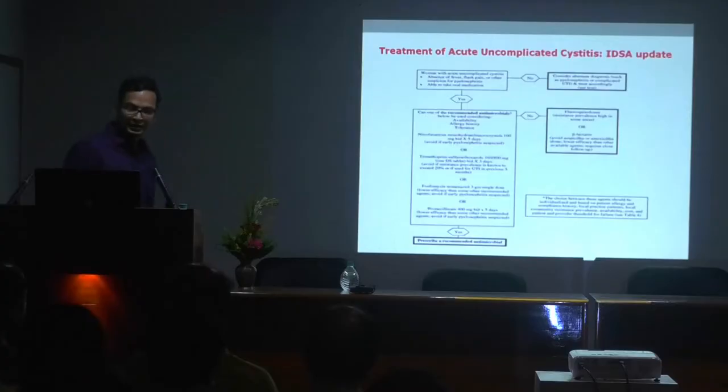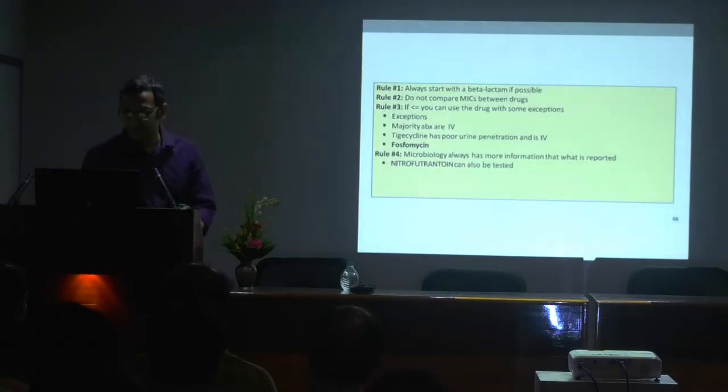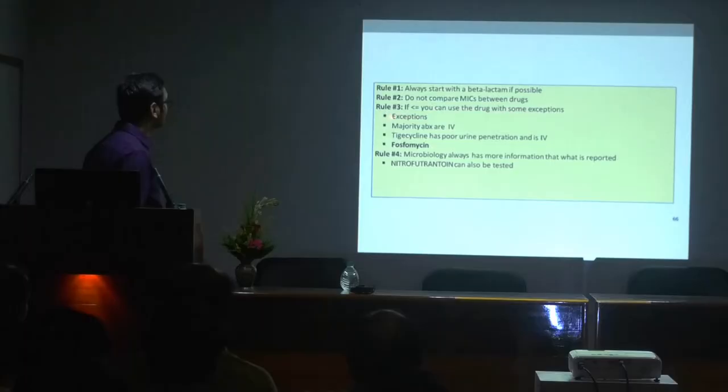So let's see what IDSA has to say. First choice will be nitrofurantoin. Nitrofurantoin is not tested. So second will be your cotrimoxazole. Cotrimoxazole is resistant. Third is fosfomycin. And pivmecillinam is not there in India. So again, start with beta-lactam, again a possible one. The majority of drugs are less than or equal to, because the majority of drugs are IV.